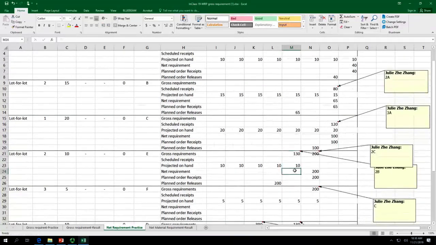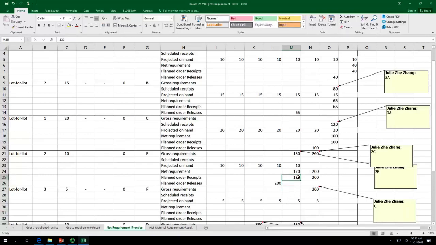And consider the inventory at hand is 10 already. So real production is 120. This one equals 130 subtract 10. So the production order is 120.